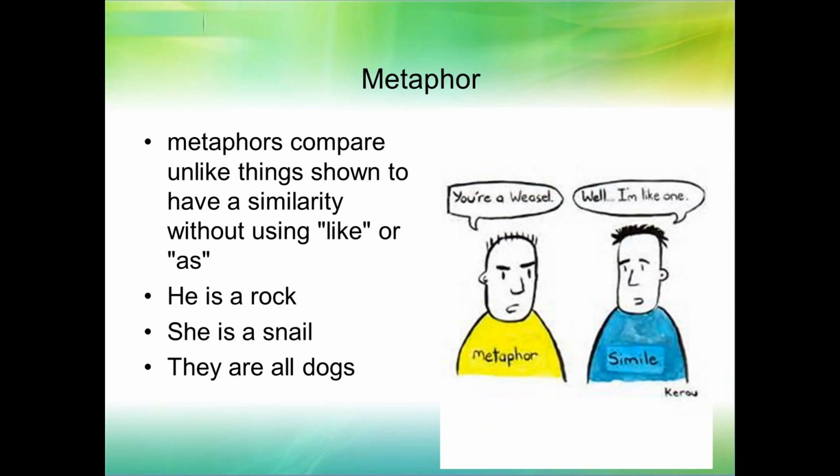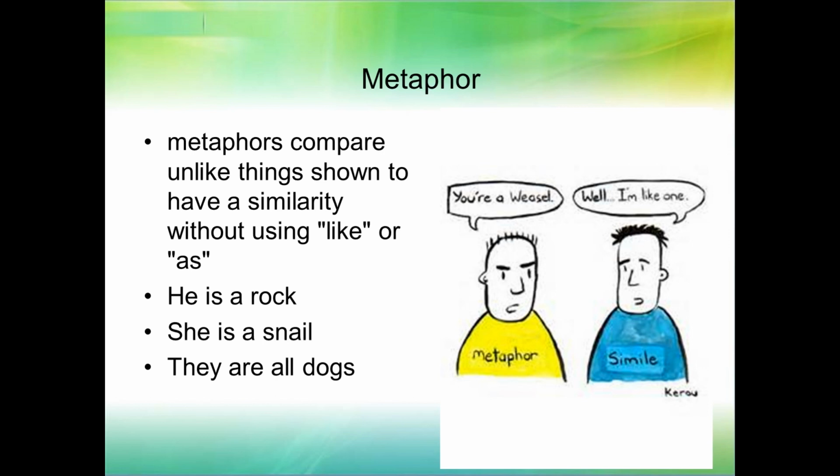Metaphors compare unlike things shown to have a similarity without using like or as, right? So look on the right here. You're a weasel. That's a metaphor. Well, I'm like one. I'm like a weasel. That's a simile. So they're very similar, except similes will use like or as, metaphors do not, right? So instead of saying he is like a rock, say he is a rock.